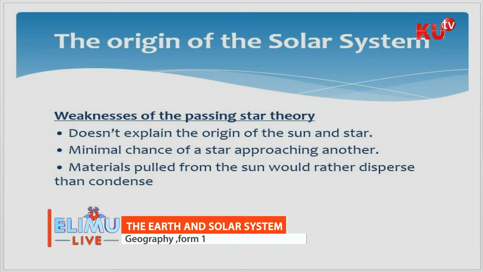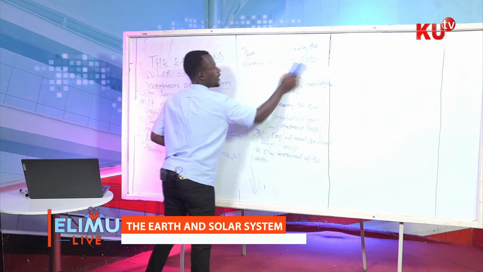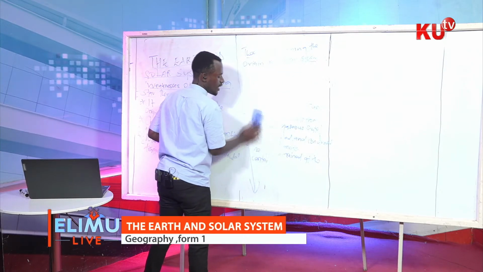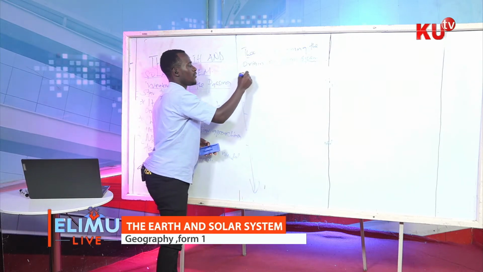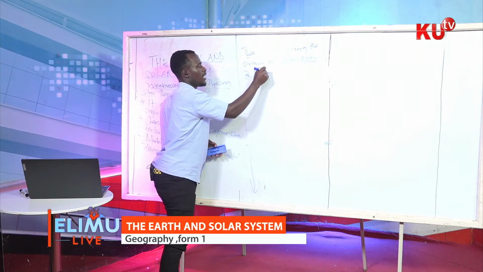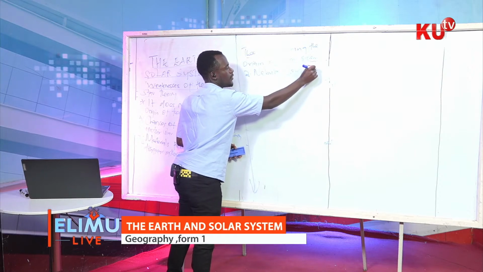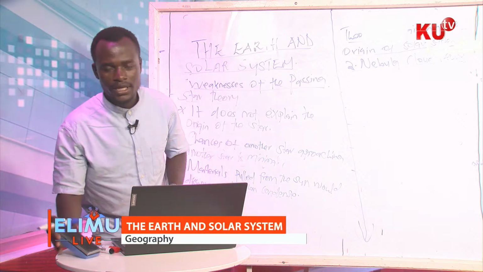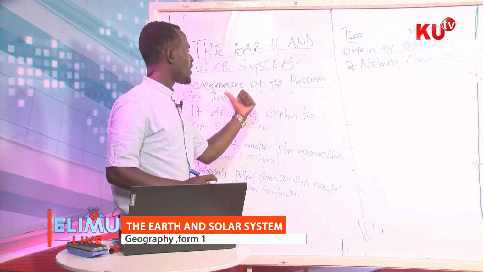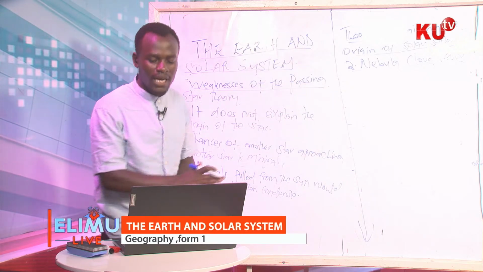We go to theory number 2. Theory number 2 is called the nebula cloud theory. Now, after the passing star theory, we have the nebula cloud theory.